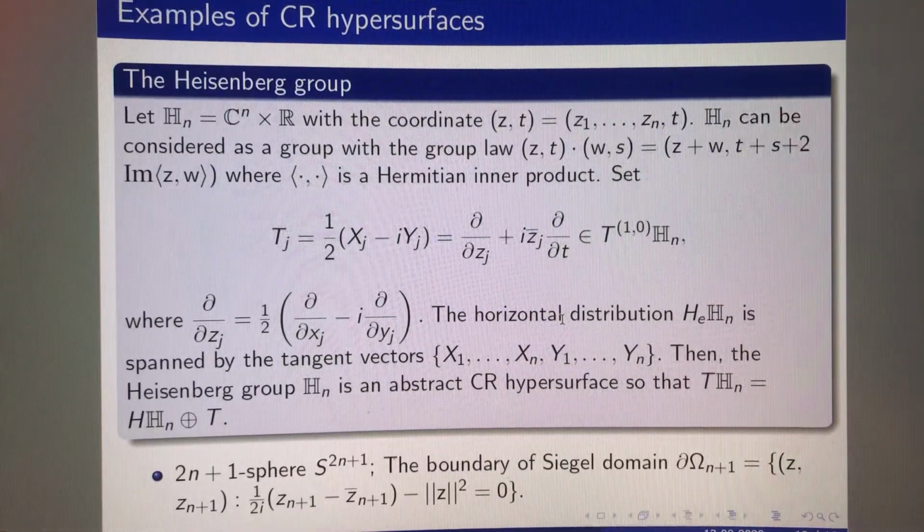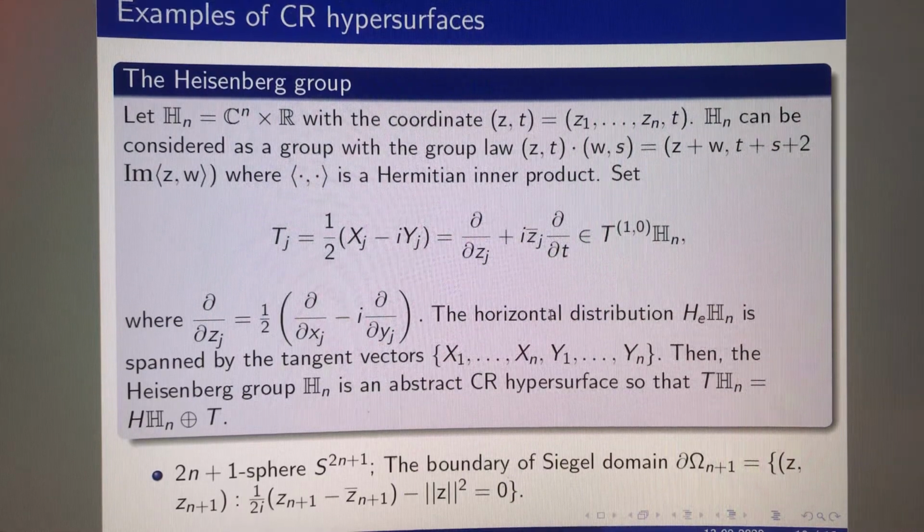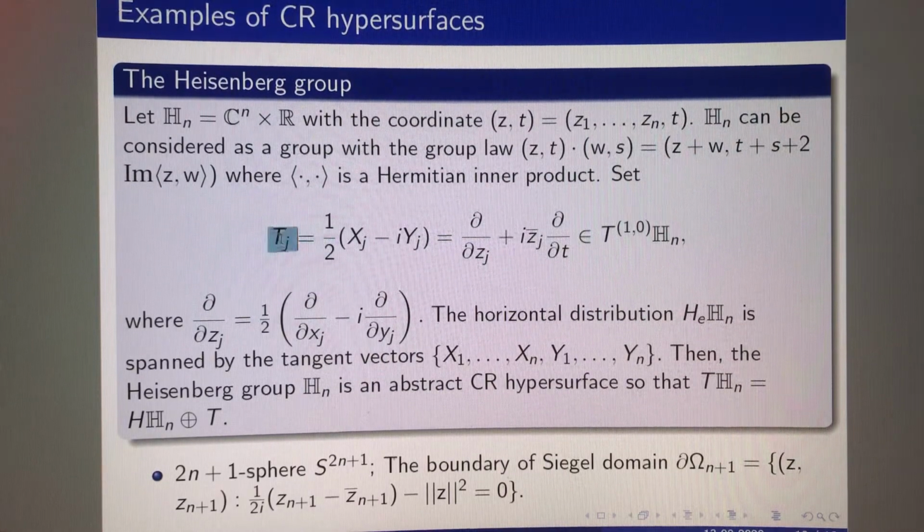The first one is called the Heisenberg group. We can actually relate this group to the odd-dimensional Euclidean space, with the coordinates (z, t), where z belongs to C^n and t is just a real number. And we choose the holomorphic tangent vector field T_j equal to half of (X_j minus iY_j), where this X_j and Y_j actually span the horizontal distribution. And by this choice of holomorphic tangent vector field, because this T_j is definitely not equal to its complex conjugate, the first condition is automatically satisfied.